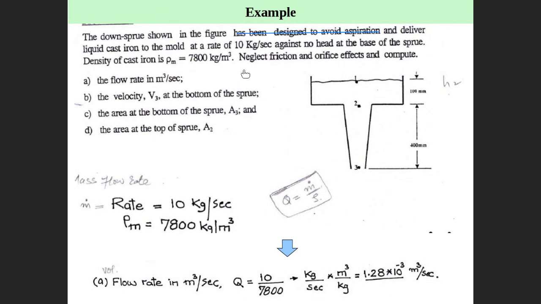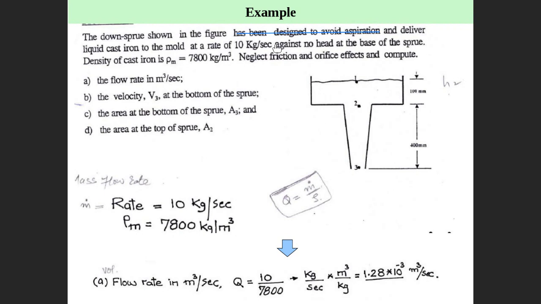This is by default. It is designed to avoid aspiration. We cannot design the downsprue unless it avoids aspiration. If you design it and do not consider that, you will get defects in the casting, scrap casting. So, you understand me? This is by default.